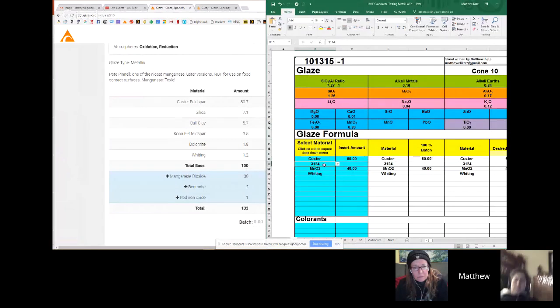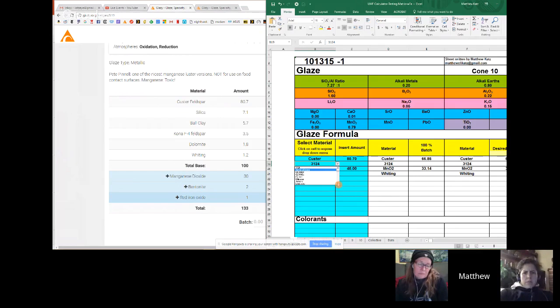Custer. 80.7. Silica. And the thing is, remember, people look at these recipes and they go, well, that's a ton of feldspar and that's sort of disorienting. Well, it's not really a ton of feldspar because they're not accounting for the fact that 30% manganese should be normalized into this formula instead of just the color addition. That's what's so crazy about working with the manganese and with the iron this way.